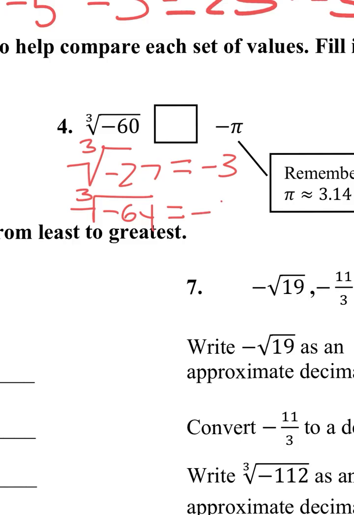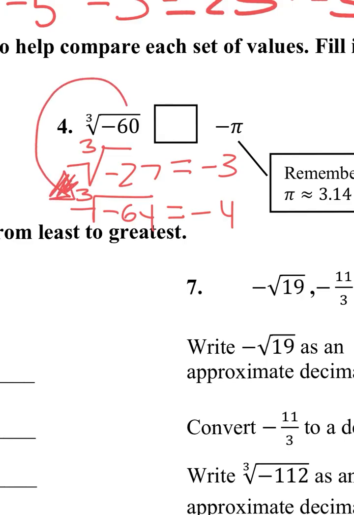Before we talk about which is greater, the cube root of negative 60 or negative pi, we have to ask ourselves, what is the cube root of negative 60 closer to? Is it closer to negative 3 or negative 4? Well, we have to look at the number 60. What is negative 60 closer to, negative 27 or negative 64? It's actually closer to negative 64.